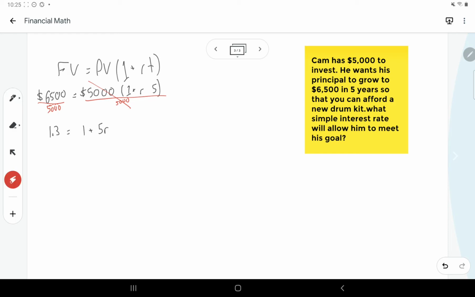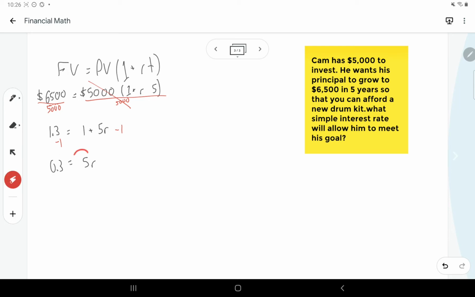Okay, so again, we're just going to get rid of things that are as far away from the R as possible, so that's the 1 over here. So here we have a plus 1. To get rid of it, we have to do the opposite, which is minus 1. And we do that to both sides. So that will give us 0.3 on the left equals 5R.